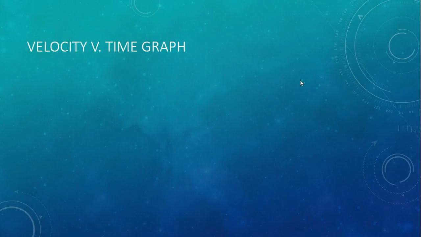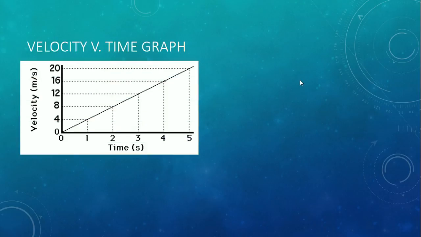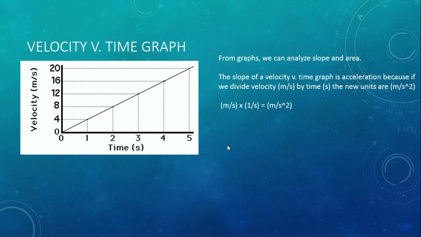So now we're going to look at one graph, and we're going to derive a few of our formulas. The first and most popular graph in kinematics is velocity versus time. So here we have a graph, and time is on the x-axis, velocity is on the y-axis. From this graph we can analyze a few things: the slope and area. The slope of a velocity versus time graph is acceleration.